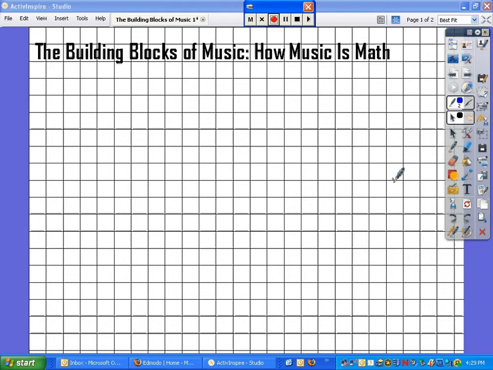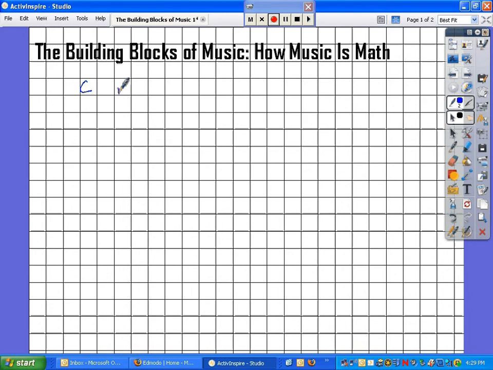So what I'm going to do right now is, on this grid here, put all of the notes that can possibly be played in Western music, and I'm going to list them starting with the lowest one being C. Now, it doesn't matter if it's a high C or low C. I'm just going to start somewhere that we can hear.